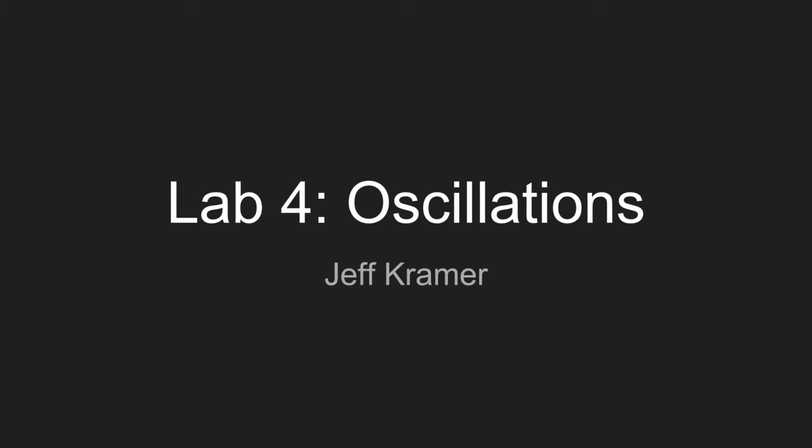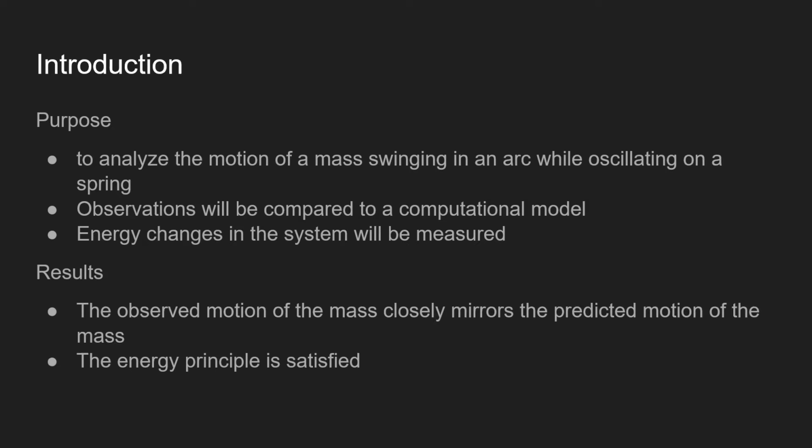In this lab, we will be observing the motion of a mass connected to a spring oscillating in 2 dimensions. These observations will then be compared to a computational model of the mass spring system. Additionally, we will be plotting the energy changes within the system utilizing a computational model. The results of this lab are important, as they can be applied to larger systems with similar behavior, such as the person swinging on a rope.